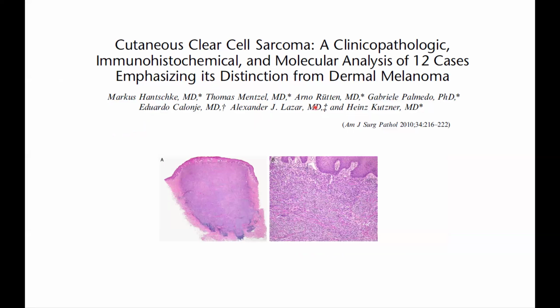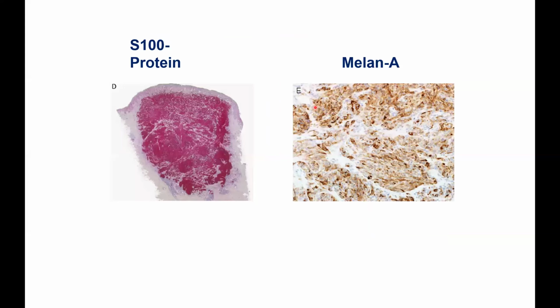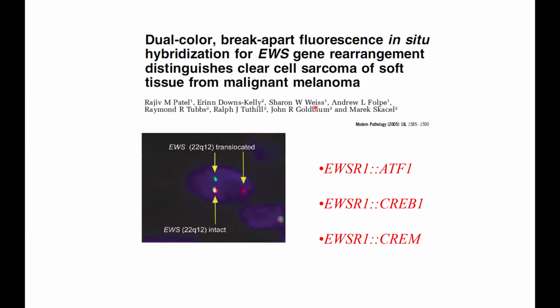PRAME, clear cell sarcoma. We know it usually affects deep soft tissues and young patients, but it can happen in subcutaneous tissue and has this diffuse spindle cell proliferation with prominent nucleoli, sometimes making you think about melanoma because it stains like melanoma. But if we have any doubts, we can do molecular studies. We know that clear cell sarcoma has a recurrent translocation of EWSR1 involving ATF1 and, less likely, CREB1 or CREM.